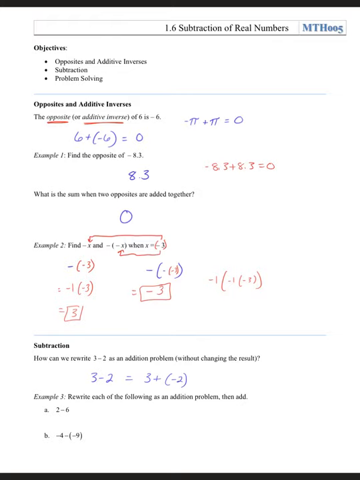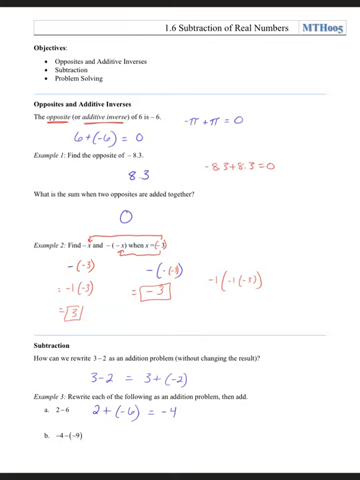So now the next set: rewrite each of the following as an addition problem, then add. So instead of 2 minus 6, we can rewrite this as 2 plus, and then make that a negative 6. And now we can think back to 1.5 when we added 2 plus a negative 6, which would leave us with a negative 4. The next one here, we have 4 minus a negative 9.